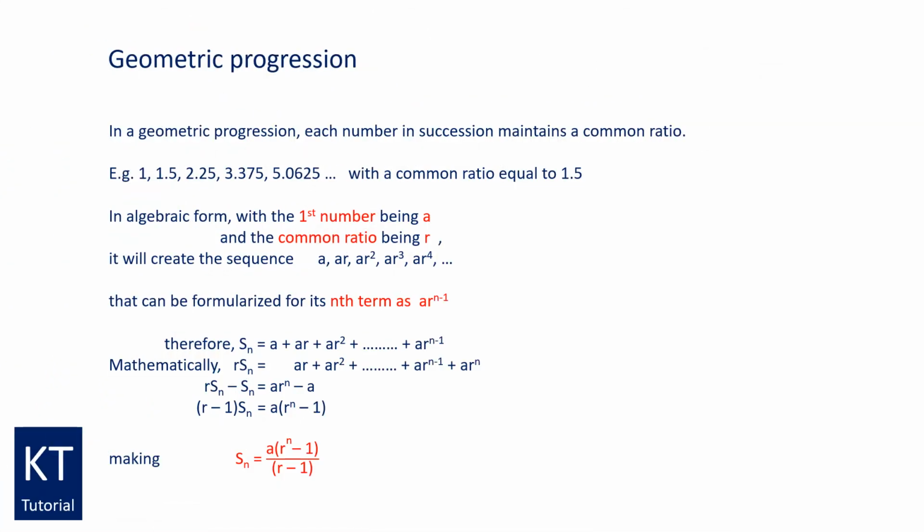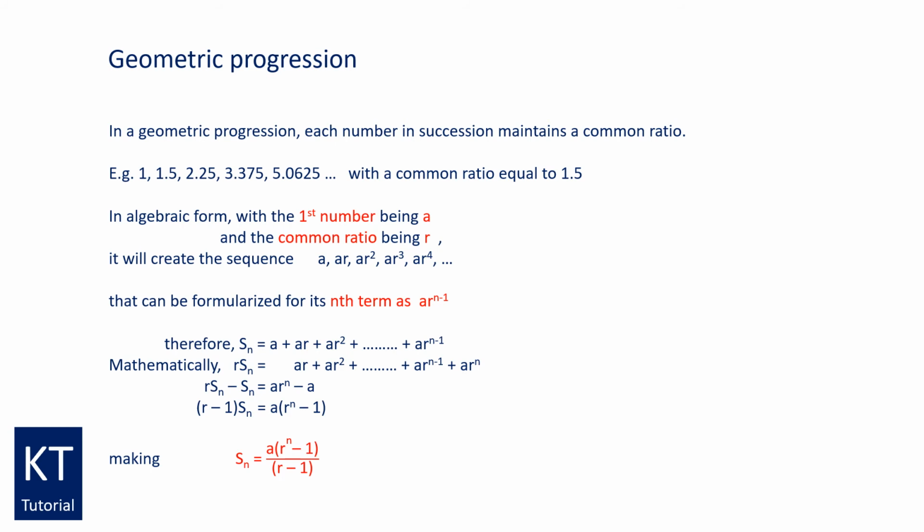Next, in a geometric progression, each number in succession maintains a common ratio. For example, 1, 1.5, 2.25, 3.375, 5.0625, and so on has a common ratio equal to 1.5.